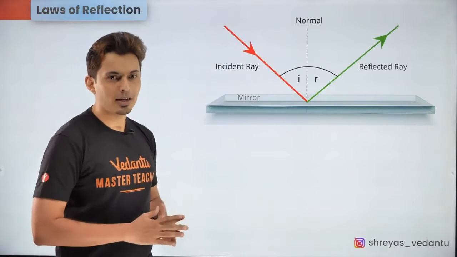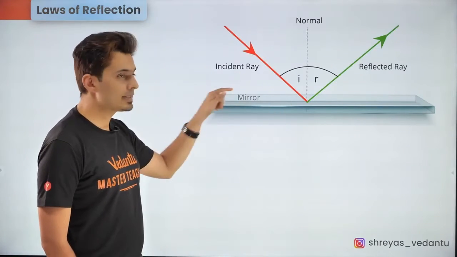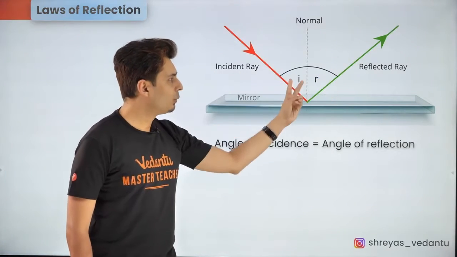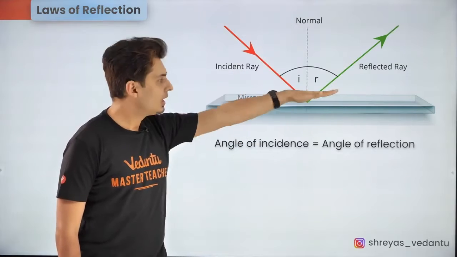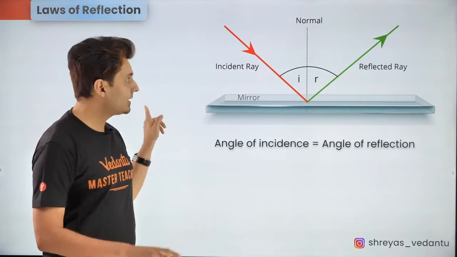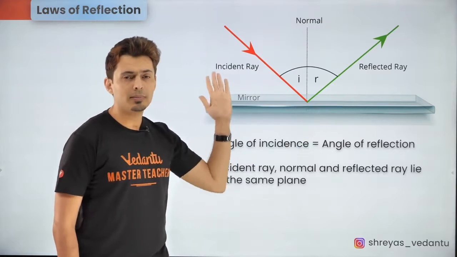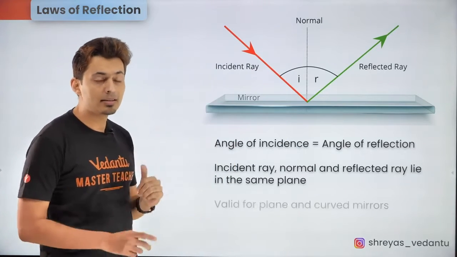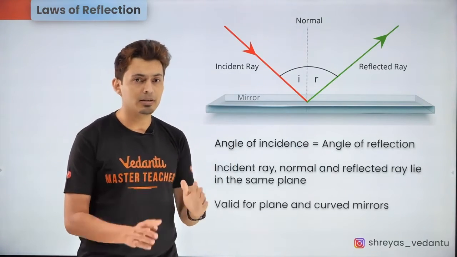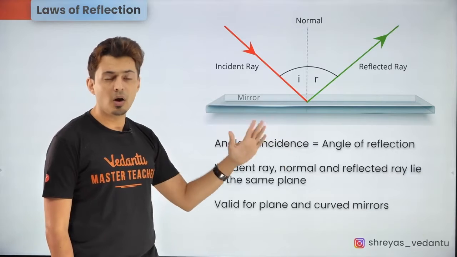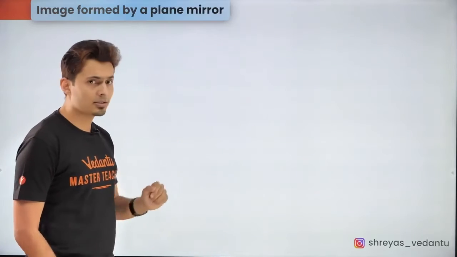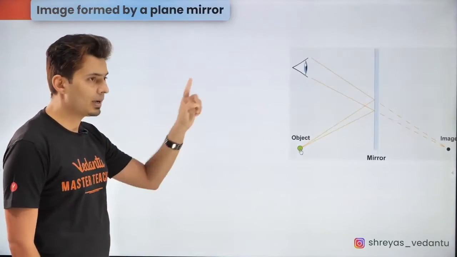Next, let's talk about reflection. Now the first law says that the incident ray and the reflected ray both make the same angles with the normal drawn to the reflecting surface. Not just that, the incident ray, the normal as well as the reflected ray, all of them are in the same plane. And remember, these laws are not just valid for plane mirrors but also for any kind of curved or spherical mirrors.